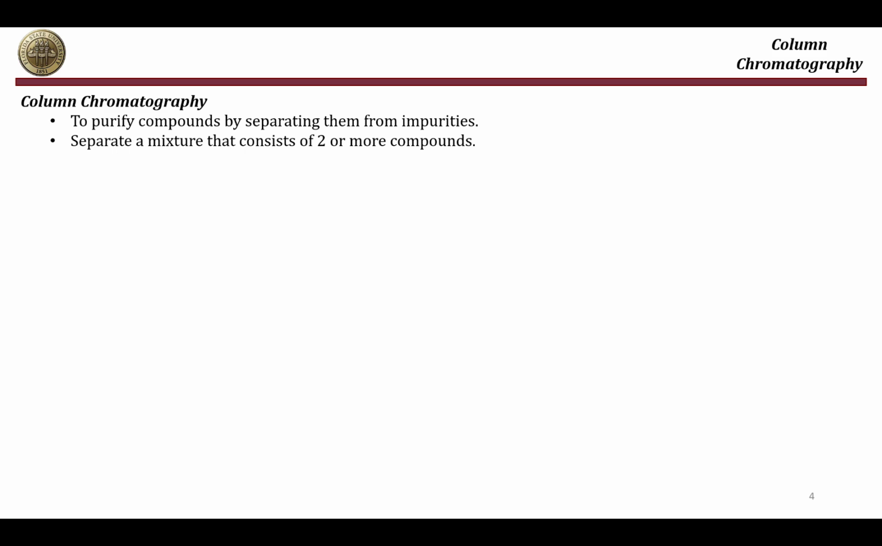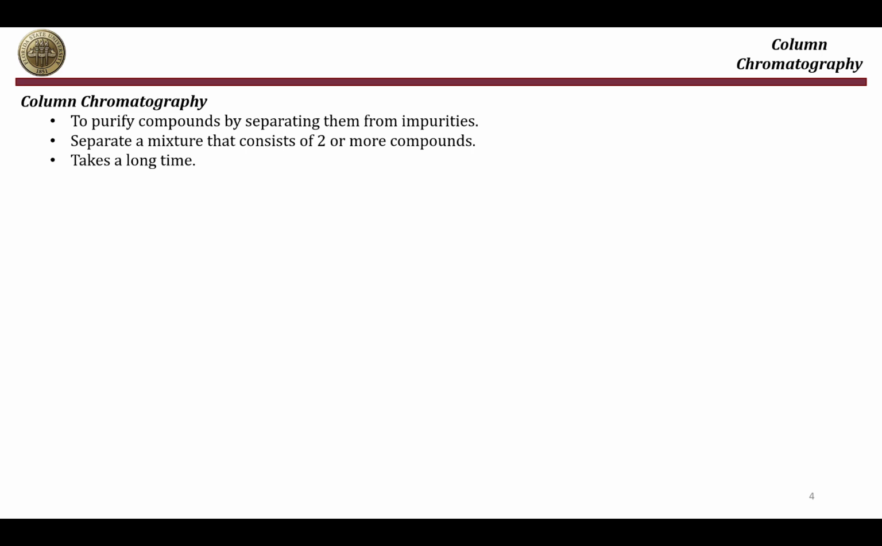So let's now explain the concept of column chromatography in more detail. Column chromatography is mainly used to purify compounds by separating them from impurities. So if I have a compound which is contaminated with impurities and I want to get rid of these impurities, I can use column chromatography to purify this compound. Or sometimes we use column chromatography to separate a mixture into its constituents. So if you have a mixture which consists of two or more compounds and I want to separate and isolate these compounds, I can use column chromatography.